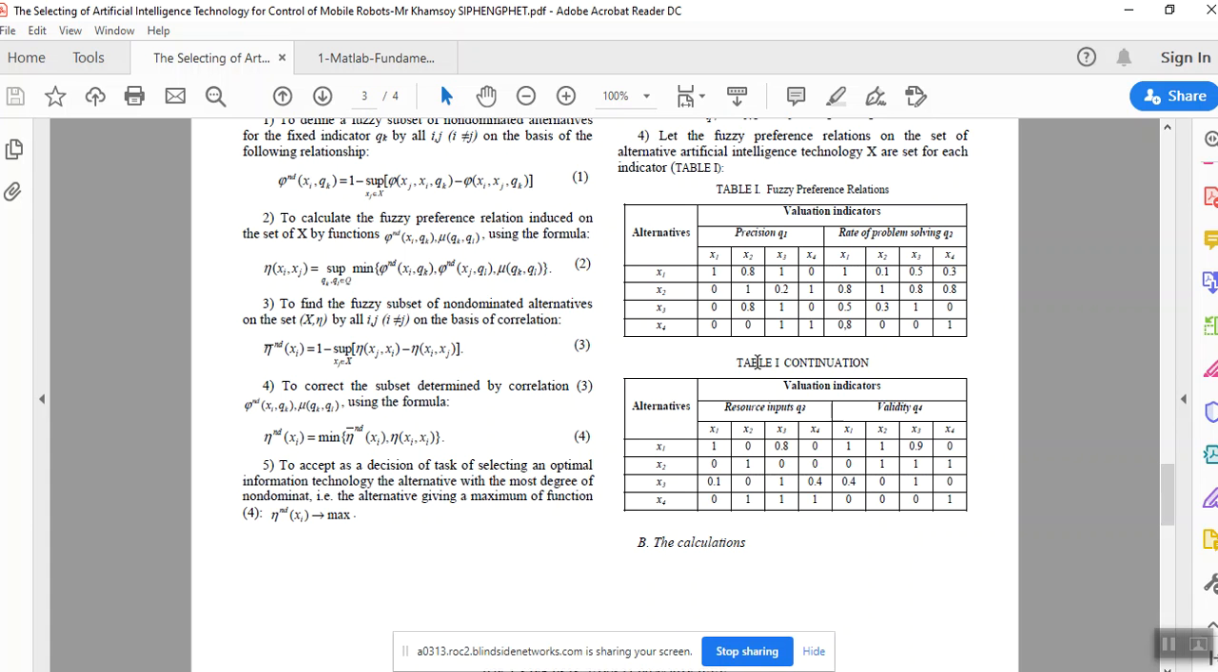In this paper, AI is primarily used in mobile robots. The AI technique used is fuzzy logic. And in table one, that table corresponds to your fuzzy values, the relationship values, which we will discuss later on.